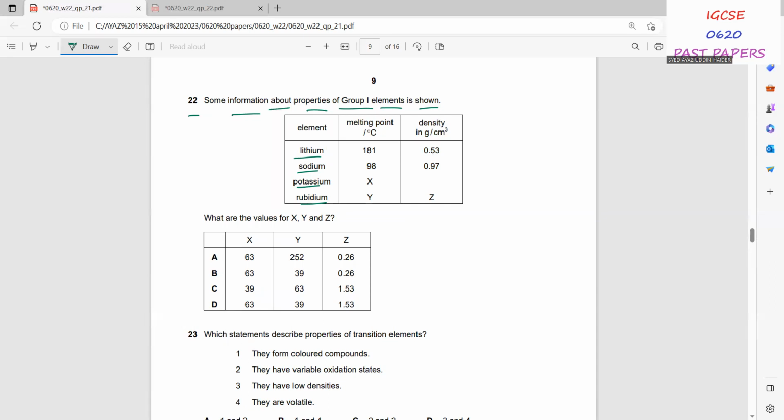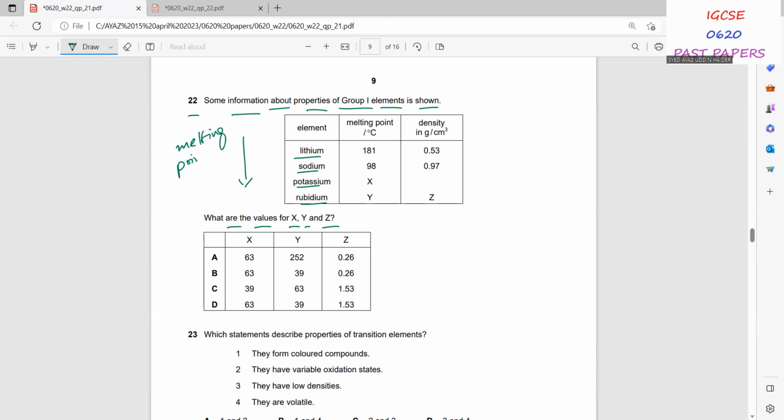Potassium and rubidium, melting point is missing, and for rubidium, density is also missing. What are the values of X, Y, and Z? How are you going to solve it? We know the trend in group 1, the melting point decreases down the group.